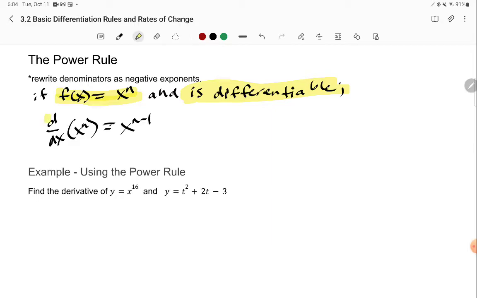Then down here, the derivative of that function is equal to x to the n minus 1. Oops, I forgot one point here, sorry. It's n times x to the n minus 1. So rewrite that if you need to. It's n times x to the n minus 1. So that is the power rule. Just have that down for right now. And we're going to go ahead and do an example of the power rule.